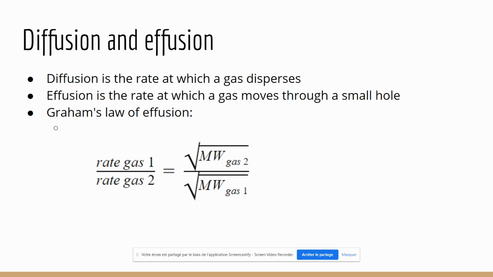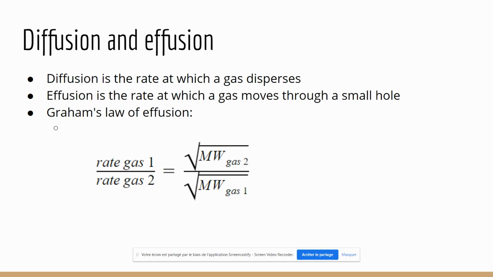So this is just a consequence of the equation on the last page. You've probably heard of the terms diffusion and effusion before. Diffusion is the rate at which a gas disperses. So if I open a container, how quickly does it move? And effusion is just the rate at which gas moves through a small hole, like a pinhole. And then we can relate the rates and the molar mass of a gas.